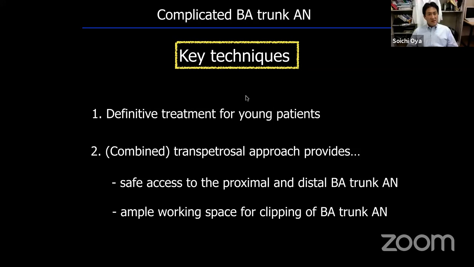For these types of complicated vertebrobasilar trunk aneurysms, I think clipping can be a definitive treatment, especially for young patients. And the combined transpetrosal approach provides safe access to the proximal or distal vascular trunk aneurysm, which is one of the basics of aneurysm surgery. And it also provides ample working space, even for the location around the vascular trunk.